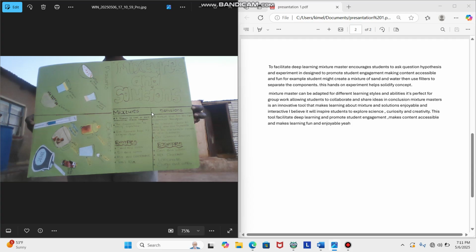As we can see, most of the experiments or examples of solutions are ones that we use in our everyday life. In order for a learner or an intermediate learner to understand this topic, they must first know that everything that we eat, and sometimes all the things that we use, are mixtures and solutions. So here I made a table differentiating between mixtures and solutions, explaining the difference between them.